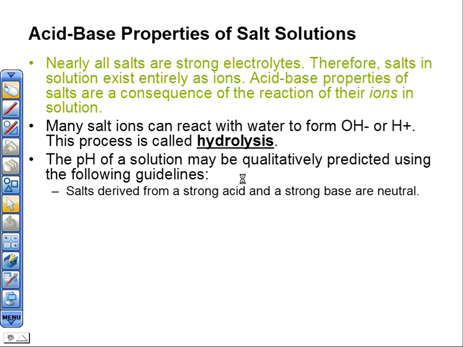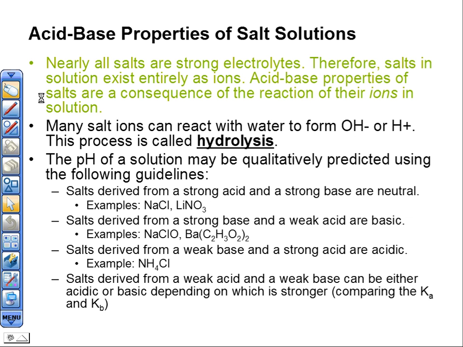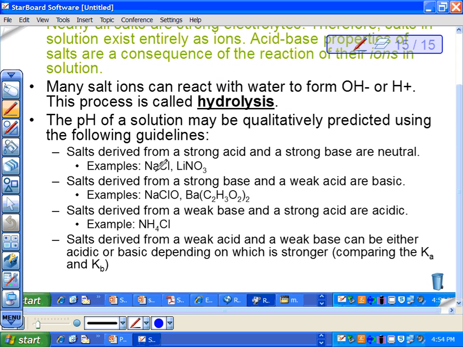If a salt is formed from a strong acid and a strong base, then it's a neutral salt. For example, NaCl. NaCl is a product of, probably, sodium hydroxide. The first part, the cation, comes from a base, and this is from the acid part, which is HCl. So this is a strong base, this is a strong acid. If they're both strong, then this is a neutral salt.